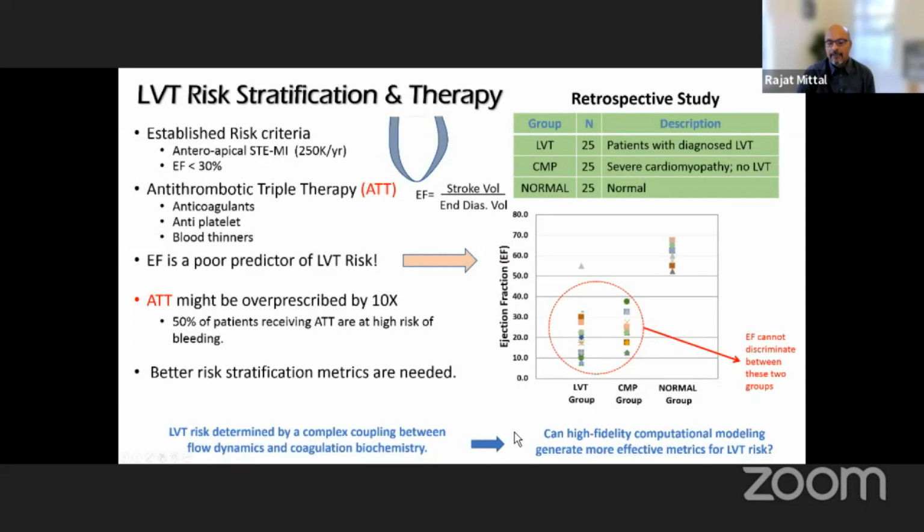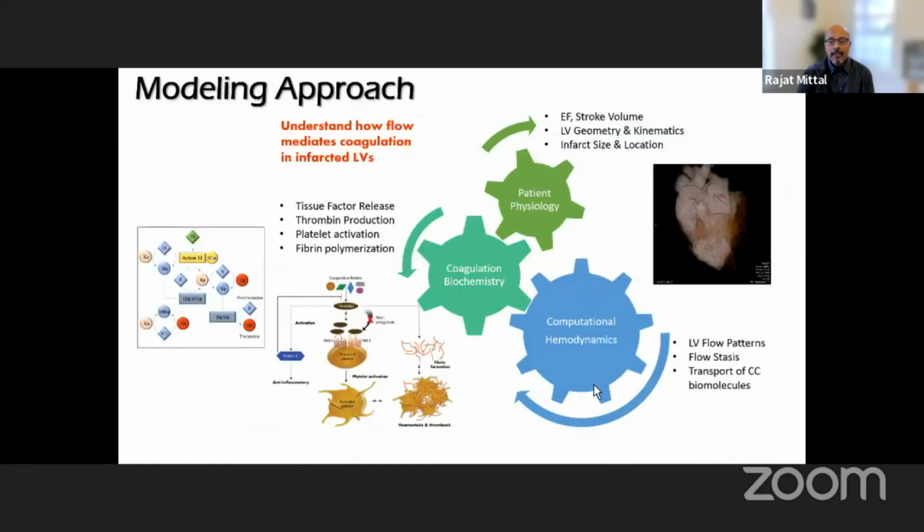So when we started working with the cardiologists, they basically gave us the task: can you use computational modeling to come up with a better metric, better than EF, ejection fraction, for stratifying the risk of left ventricular thrombosis formation? So here is what we did.